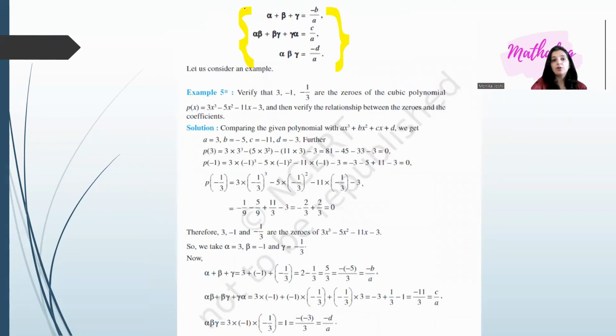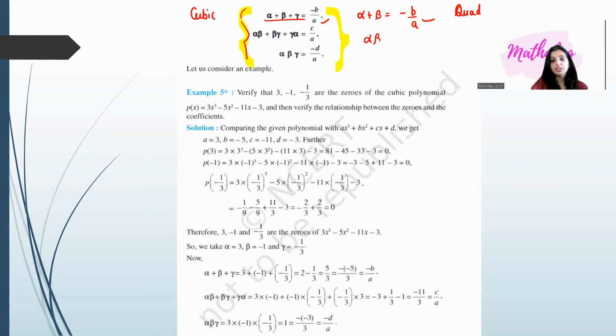Yes, so this is the formula. Just learn the formula. Sum of zeros is minus b upon a. I'm going to write here for quadratic as well so that you can compare. So the sum of zeros is the same for both. This is for quadratic and this is for cubic, right? So the sum of zeros values are the same for both equations.